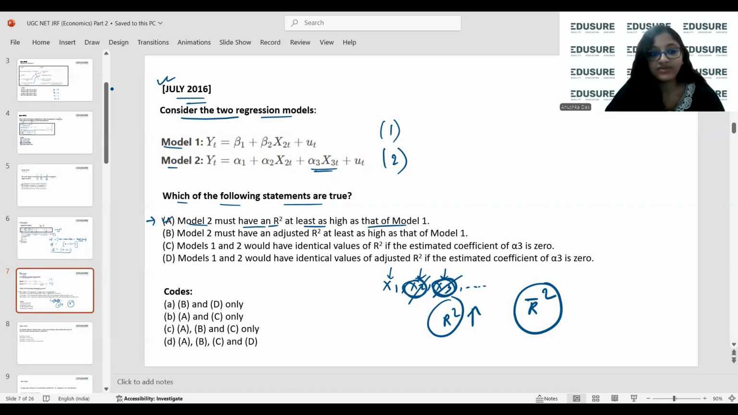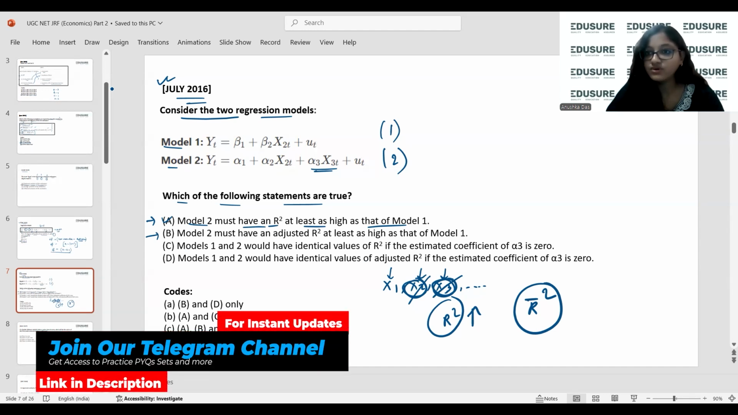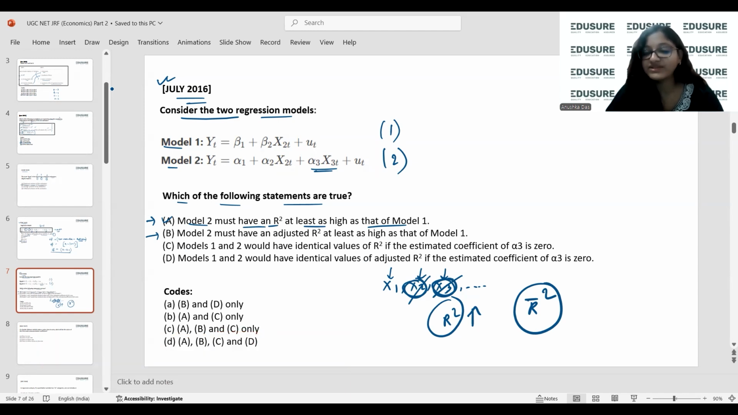Now the next point is saying model 2 must have an adjusted R square at least as high as model 1. Can it be true? If you understood what I have explained before solving this question, you will know this is not true. Because adjusted R square is a measure that is introduced to handle this problem. So adjusted R square may not be as high as model 1, right? Because we don't know the significance of this. It might decrease also. Adjusted R square can be strictly less than the R square also.